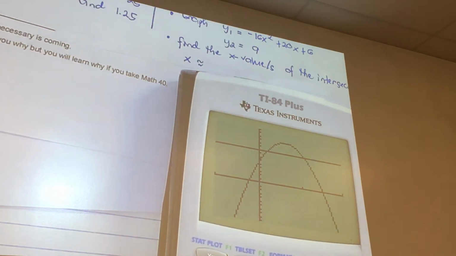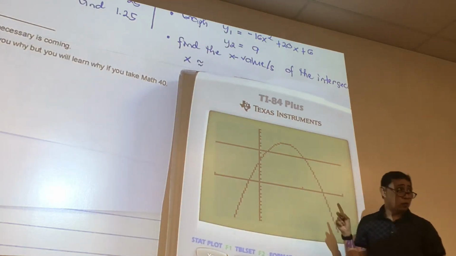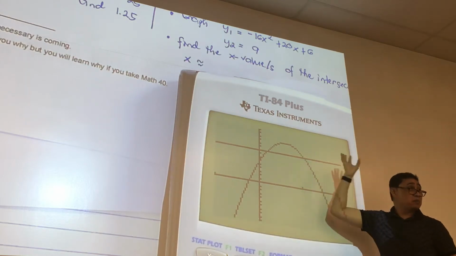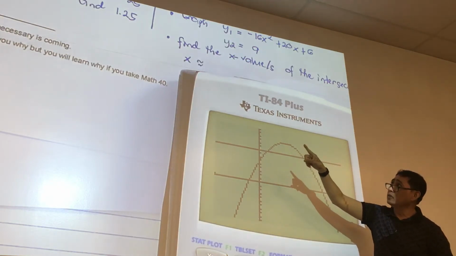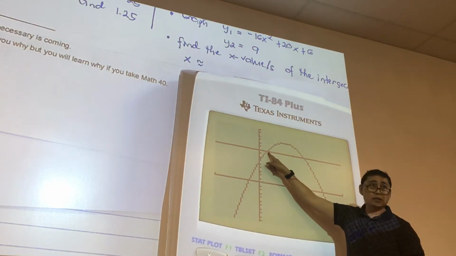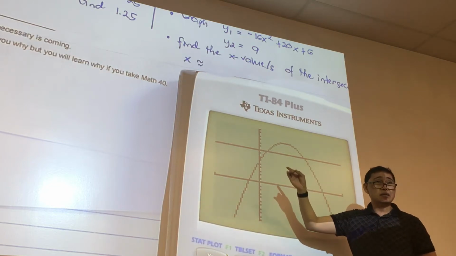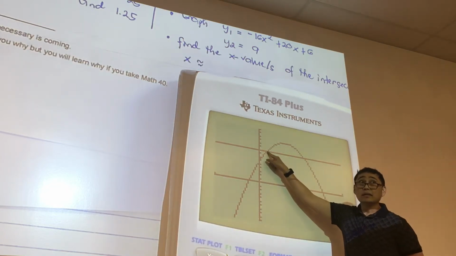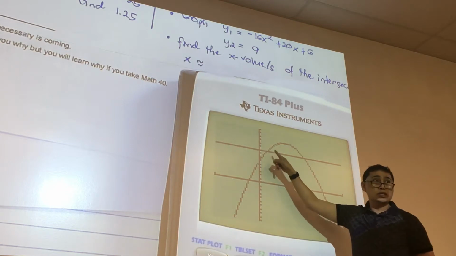Now, remember, when y is 9, I need that x value. Is that right? When y is 9, I need that x value. Remember, we got two possible answers? We got one between 0 and 0.25, and then another one between 1 and 1.25. So this one should obviously be between 0 and 0.25. Is that right? So what do we do? Second trace, 5. Intersection, very good. Intersection, and then press enter 3 times. But make sure it's somewhat closer to that one.